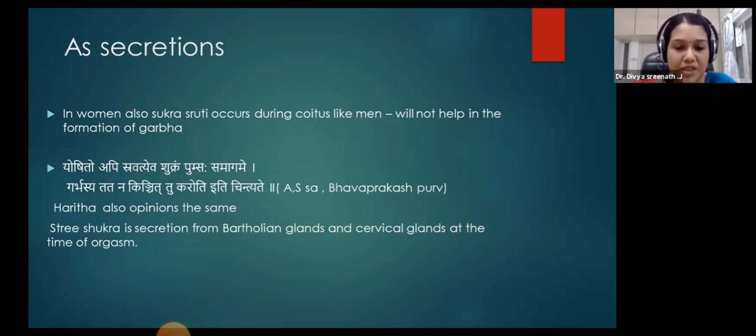In Bhava Prakasha and also Ashtanga Sangraha, it is mentioned: Yo yoshidabhi savatyeva shukram pumsaha samagame garbhasya tat na kinchit. That is, even during the sexual act, the woman has secretions from her vagina. This is considered to be Stri Shukra, but it doesn't have any role in the formation of Garbha. That is, it is considered to be the secretion from the Bartholin gland. The Bartholin gland is situated near the vaginal opening, that is, in the vestibule of the vulva.